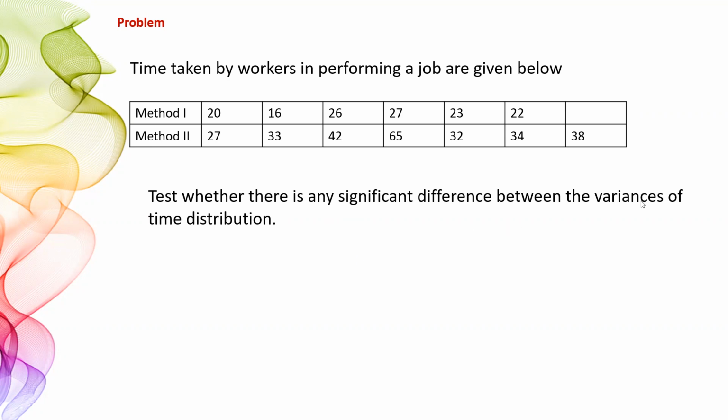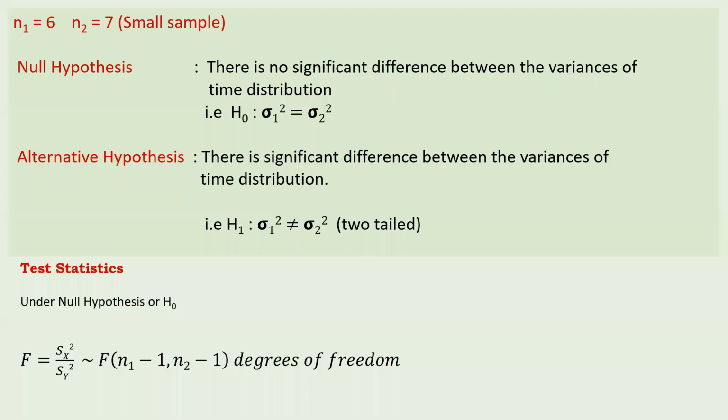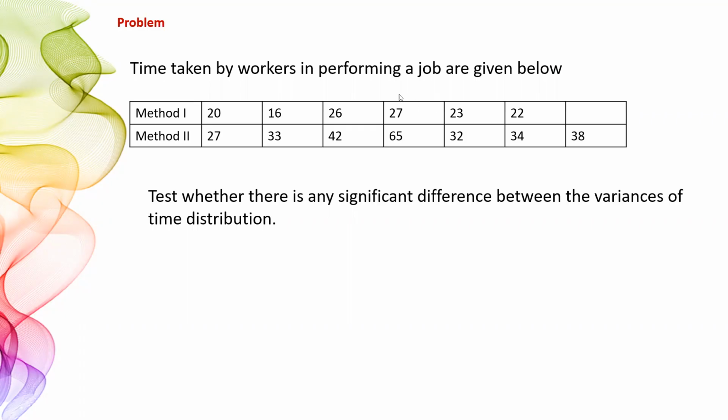Again, in this problem, the variances are specified here, so we have to go for the F test. So we'll start with N1 and N2. If we count in N1, how many values are there? 1, 2, 3, 4, 5, and 6. 6 values in method 1. So that is our N1, and N2 is 7. If we count in method 2, so method 2 is N2.